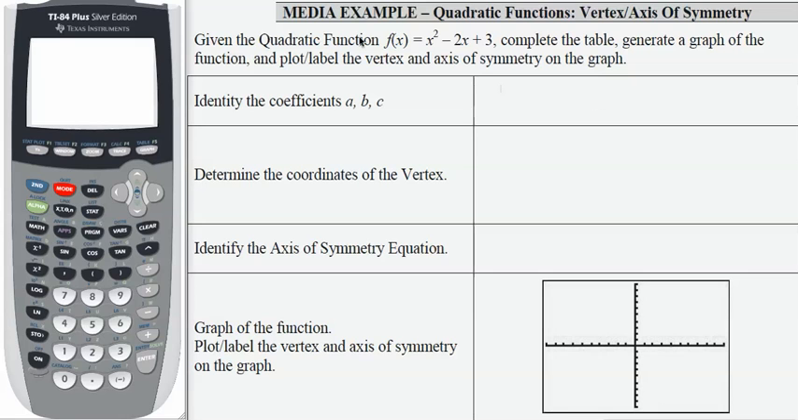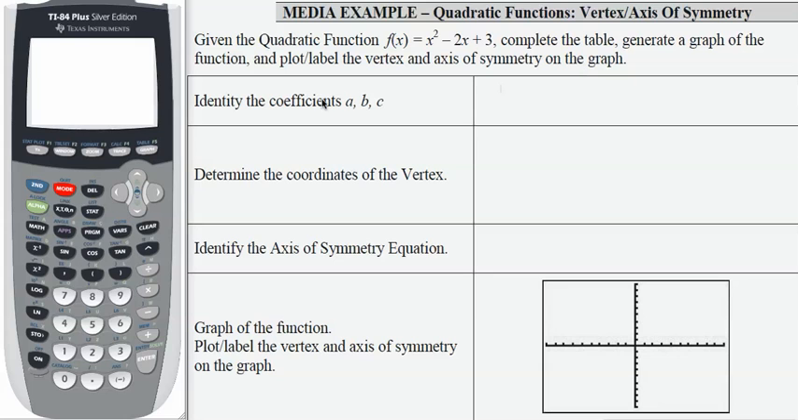Here we're given the quadratic function f of x equals x squared minus 2x plus 3. We're asked to complete the table, generate a graph of the function, and then plot and label the vertex and the axis of symmetry on the graph.